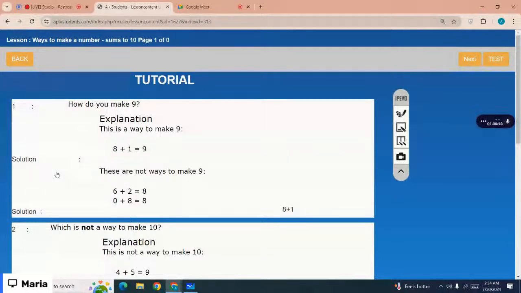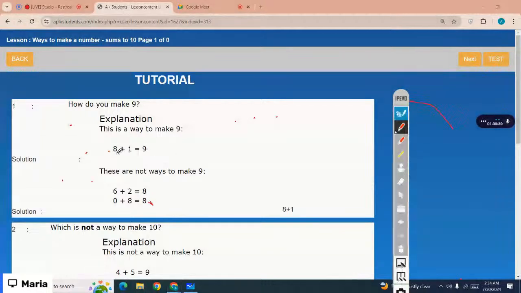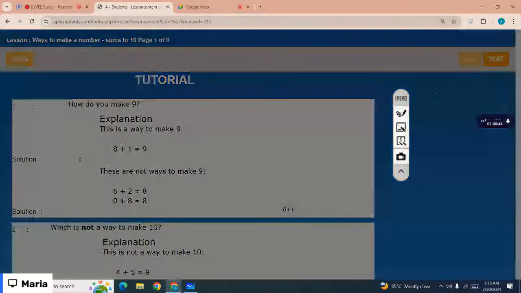How do you make 9? So now you have to see how do we make 9, right? You have so many ways, like you have so many options given. You have to select only the one that makes 9, right? Plus 1 is 9. Let's just start with the test questions.